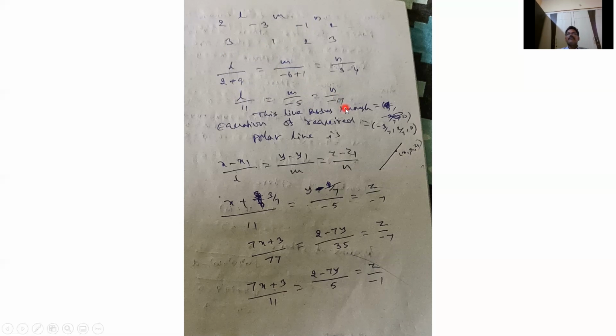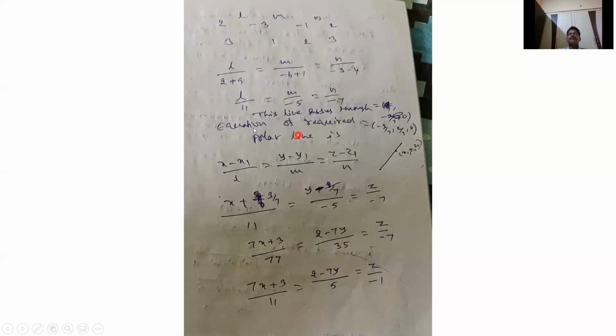So that means this line passes through, already we have the point of intersection, x is minus 3 by 7, y is 2 by 7, z is 0. So this line passes through minus 3 by 7, 2 by 7, 0. And the direction ratios are proportional to 11, minus 5, minus 7.